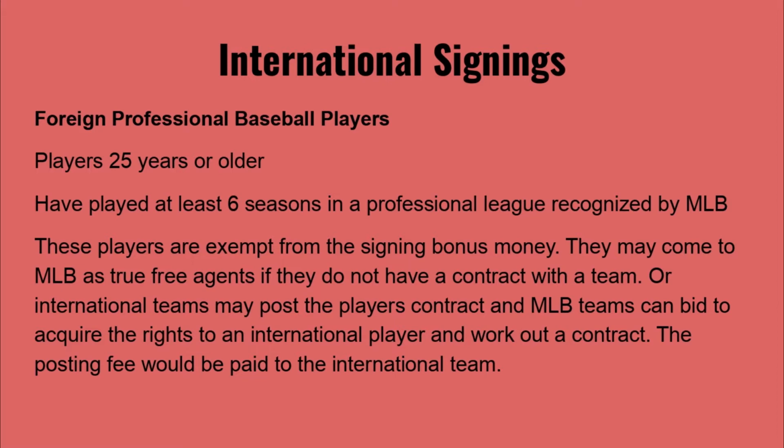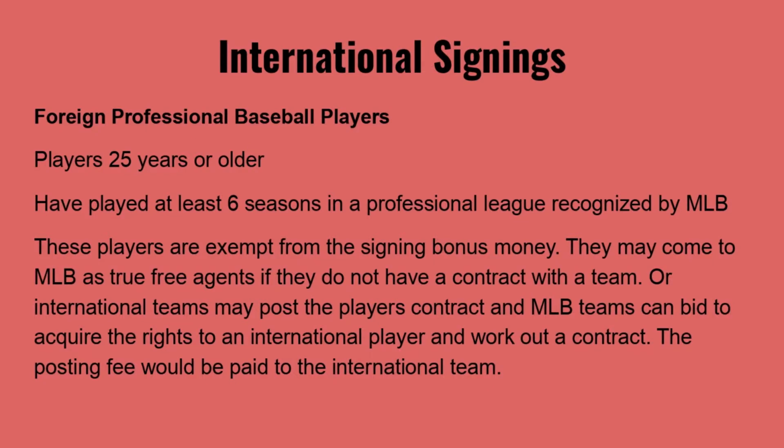They have to have played at least 6 seasons in a professional league recognized by Major League Baseball. We have Mexican leagues, Dominican leagues. The Japanese league is one of the biggest ones out there. Those leagues are all recognized by Major League Baseball. These players they're signing are exempt from the signing bonus money. So that $4.75 million, that's not for these types of players.